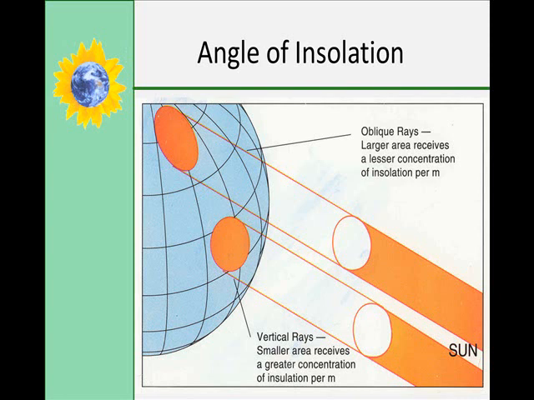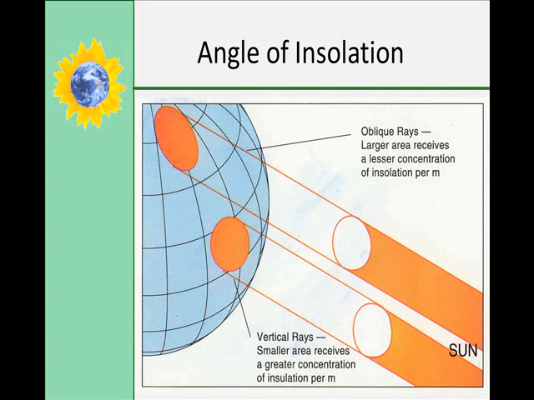The angle of insolation also changes seasonally. In the northern hemisphere, the lowest angle of insolation is reached during the winter solstice, and the greatest is at the summer solstice. The intermediate angle is reached during the vernal and autumnal equinoxes. The angle of insolation also changes by latitude due to the nearly spherical shape of the Earth. Remember, the Earth is an oblate spheroid.